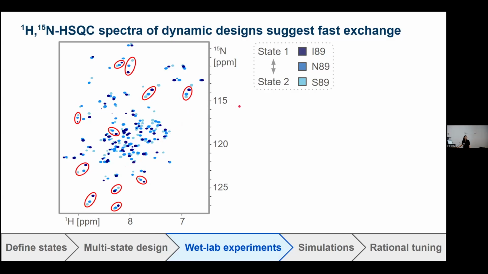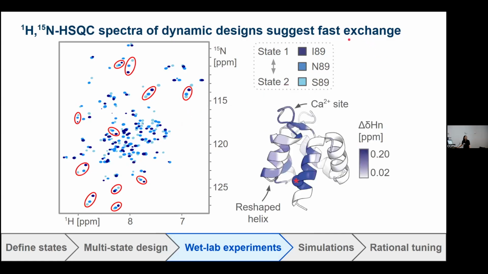And actually, when we later assigned the chemical shifts for I-89 and S-89, which seemed to lie on either end of the extreme, and then plotted those chemical shift differences on the structure, it seemed like there were high differences, obviously at and around the site of mutation, but also throughout the reshaped region, especially in that calcium binding site, which again is fairly distal to that mutated site.